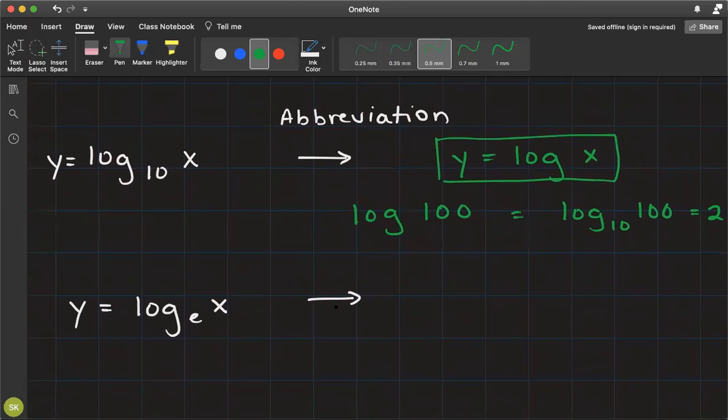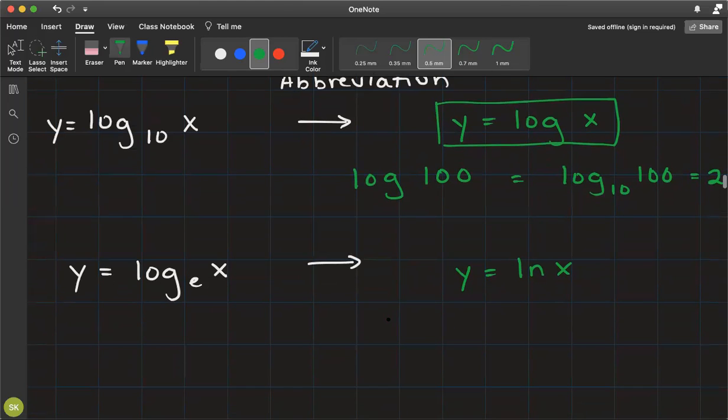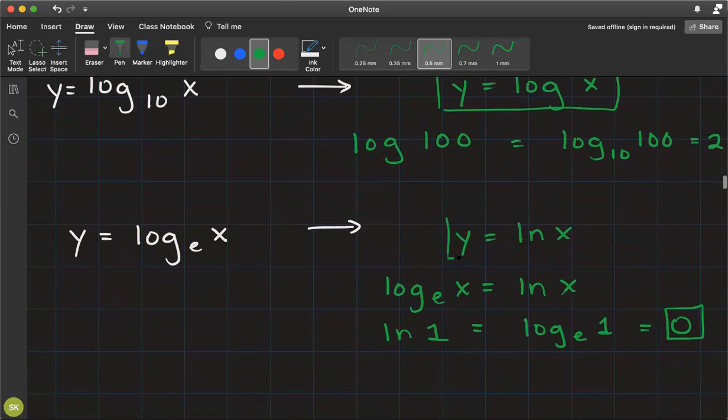The other one that you'll see a lot is this log base e. And how they abbreviate it is ln of x. So log base e of x is equal to ln of x. So if I ask you something like, what is ln of 1? You're going to say, oh, this is log base e of 1. And e to what power gives you 1? Well, that's 0. So this is the abbreviation for log base e.